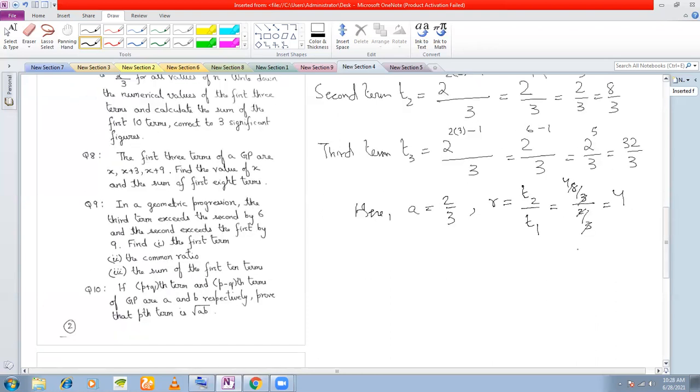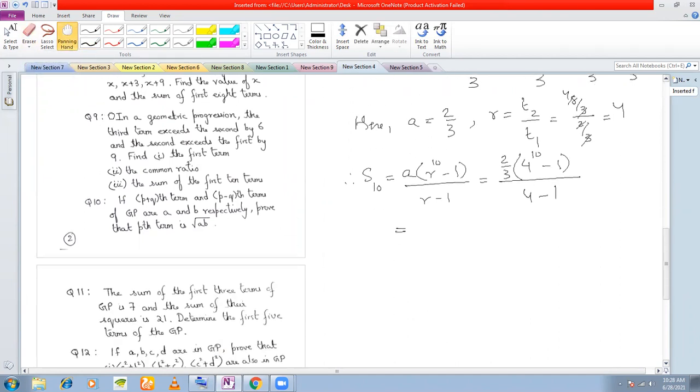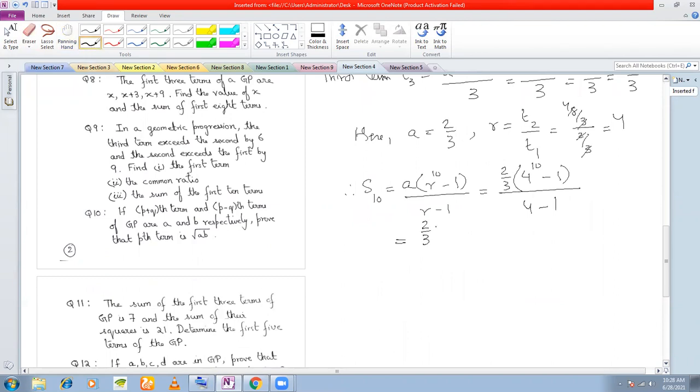So therefore, what should be S10? A into r to the power of 10 minus 1 by r minus 1. Put the values. A is 2/3. R to the power of 10, that means 4 to the power of 10 minus 1 divided by 4 minus 1. So you get here 2/3 into 4 to the power of 10 minus 1 by 3. So you get twice 4 to the power of 10 minus 1 divided by 3.